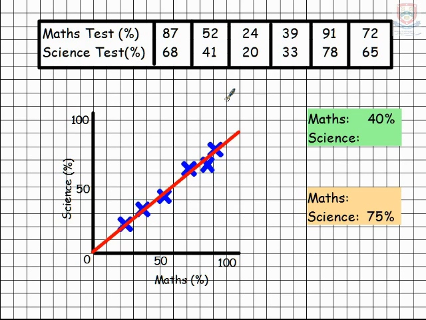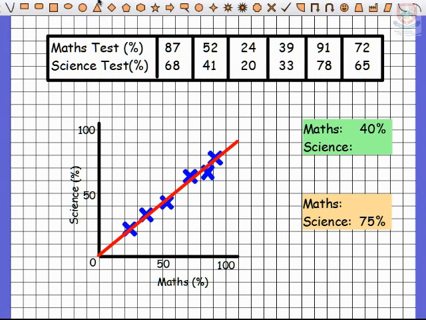So how can we use this? Well, once we have a line of best fit, we can make estimates as to what missing data might be. If we got 40% in maths but didn't know what the science result was, we can use this graph to predict this missing value.